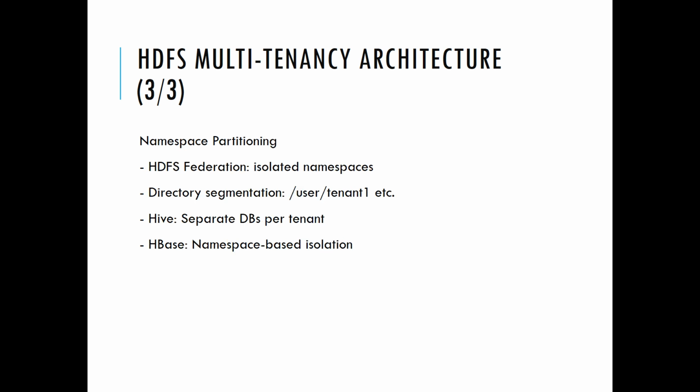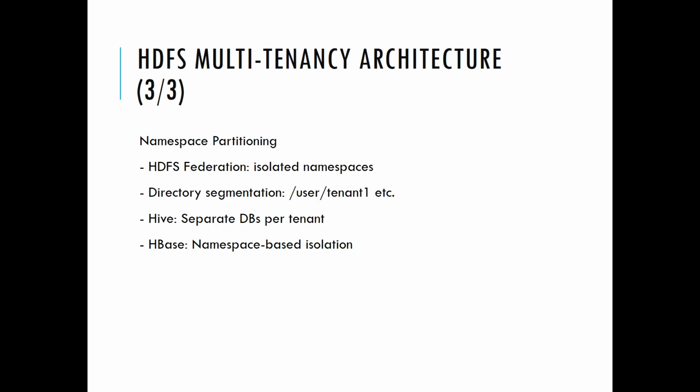Our final architectural focus is on namespace partitioning, how we logically separate tenant data within the shared physical storage. HDFS federation, which we mentioned earlier, provides isolated namespaces. Each tenant can be assigned to a specific name node and namespace, creating a strong logical boundary. A more common method is directory segmentation. This involves using a structured directory hierarchy within a single namespace. For example, each tenant has a dedicated root directory, such as /user/tenant1, /user/tenant2, and so on. Access controls are then applied at these directory levels.